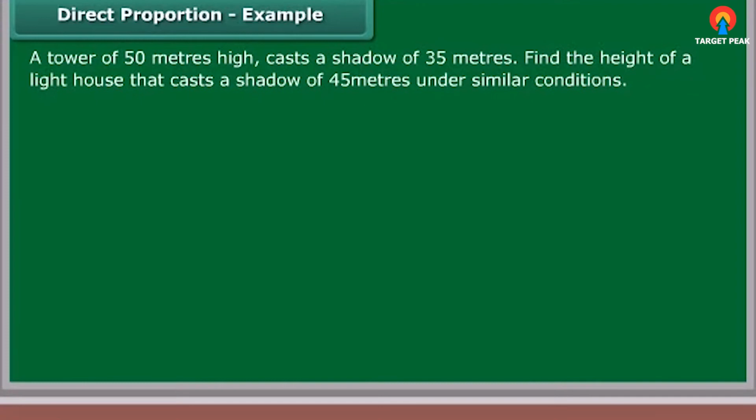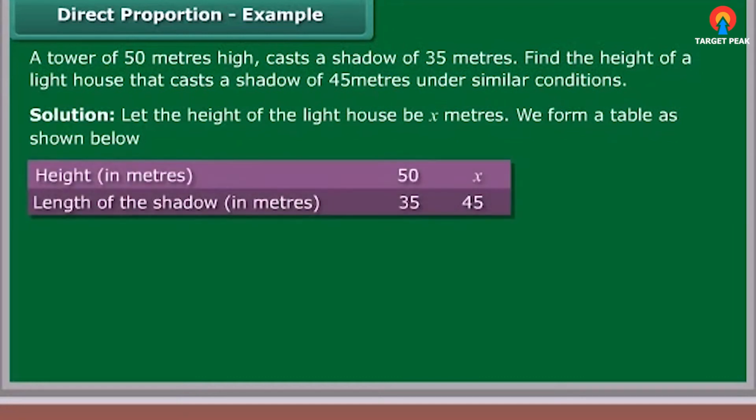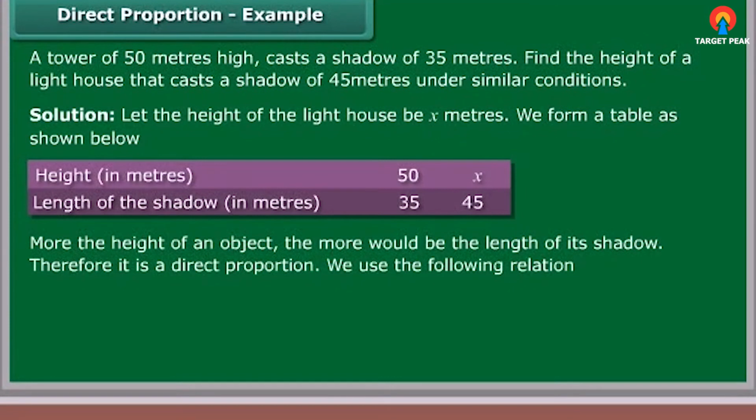Example 2. A tower 50 meters high casts a shadow of 35 meters. Find the height of a lighthouse that casts a shadow of 45 meters under similar conditions. Solution. Let the height of the lighthouse be X meters. We form a table as shown below. The more the height of an object, the more would be the length of its shadow. Therefore, it is a direct proportion.